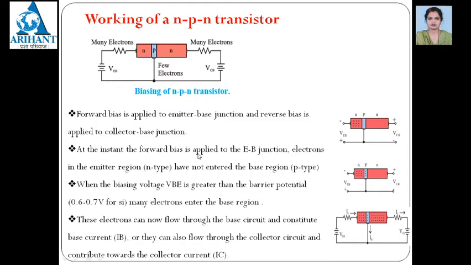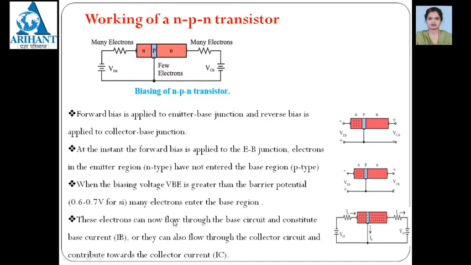At the instant the forward bias is applied to the emitter base junction, electrons in the emitter region have not entered into the base region. Means initially when you apply the forward bias to the emitter base junction, directly electrons do not pass. Means this condition is happening. Electrons are present only in this N-type semiconductor. But when the biasing voltage, that is whatever voltage you are applying here, VEB, is greater than the barrier potential, that is 0.6 or 0.7 volt for silicon, many electrons enter into the base region. Means these electrons pass into this base region.